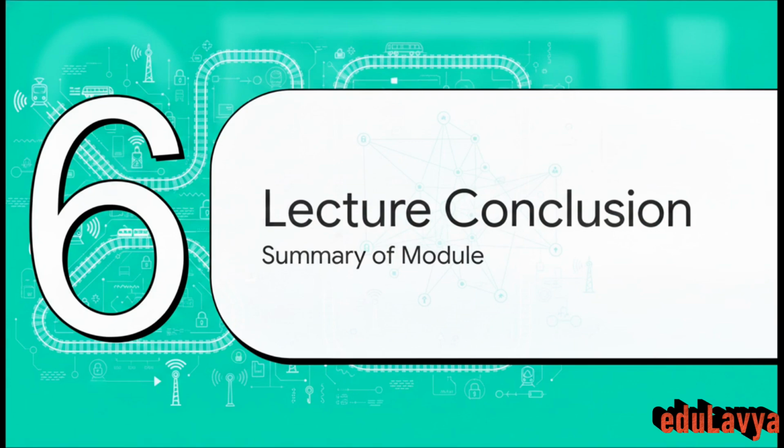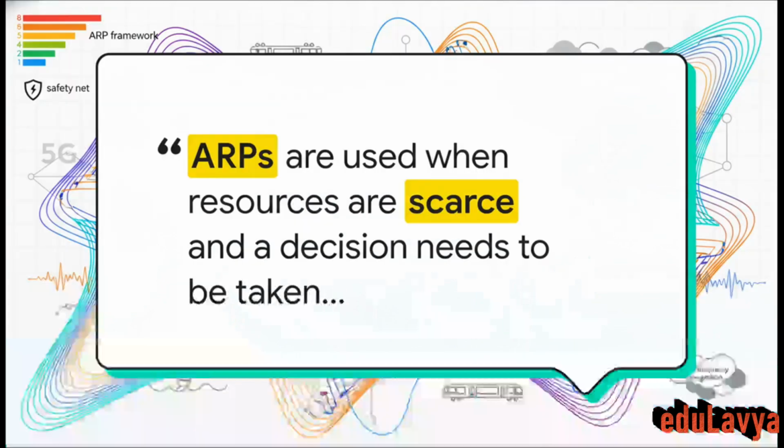And finally, Section 6, Lecture Conclusion. If you take away just one single concept from today's lecture, let it be this core principle. The ARP framework, specifically configured from 1 to 8, is what guarantees that when our network is pushed to its absolute breaking point, our mission-critical rail communications will never fail. It is literally our definitive safety net against radio frequency congestion.